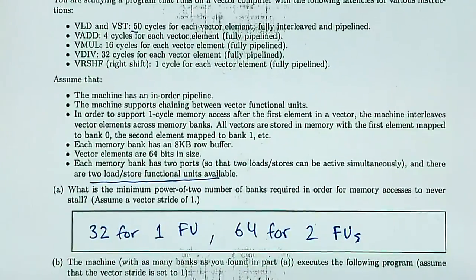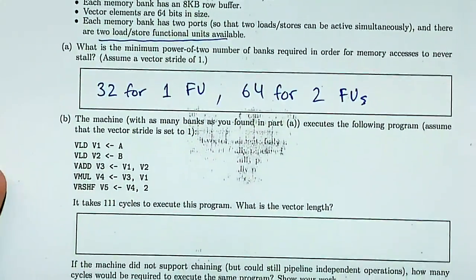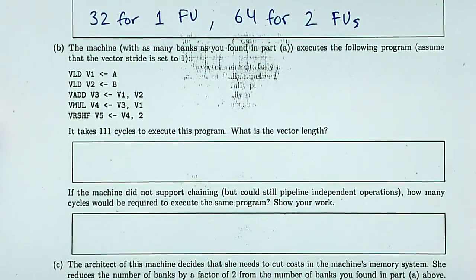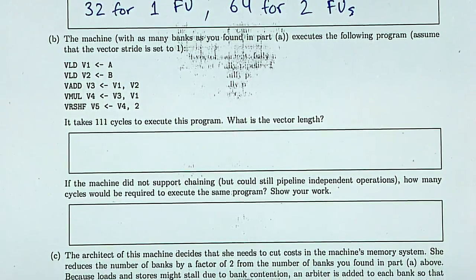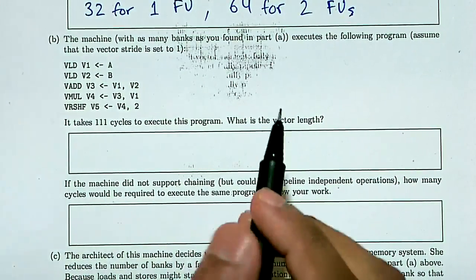Okay. So the second part of the question asks, the machine with as many banks as you found in part A executes the following program. And again, we're assuming the stride to be 1. So let's go through the program real quick.